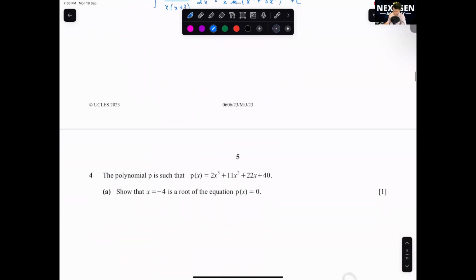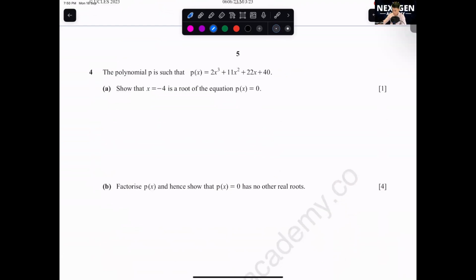Okay, next one. Question 4. The polynomial is 2x cubed plus 11x squared plus 22x plus 40. Show that x plus 4 is a factor of the polynomial. We are just going to use the factor theorem. So I'm just going to sub in negative 4. Don't have to do long division.